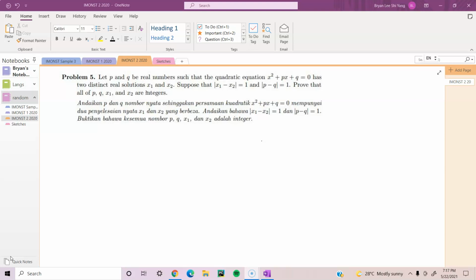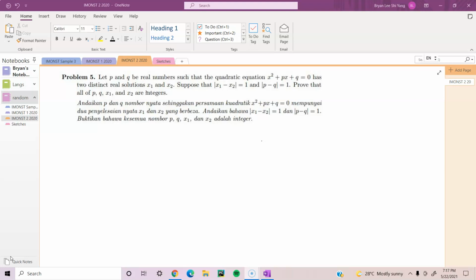Let p and q be real numbers such that the quadratic equation x squared plus px plus q equals 0 has two distinct real solutions, x1 and x2. Suppose that the absolute value of x1 minus x2 is 1 and the absolute value of p minus q is also 1. Prove that all of p, q, x1 and x2 are integers.